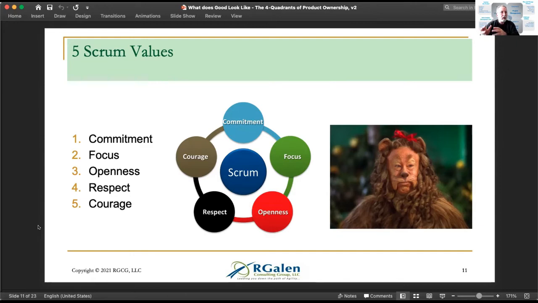So these aren't just intangible things for the team. These are things to live by under the leadership quadrant. These are things to live by. These are things to step into leadership in your organization.